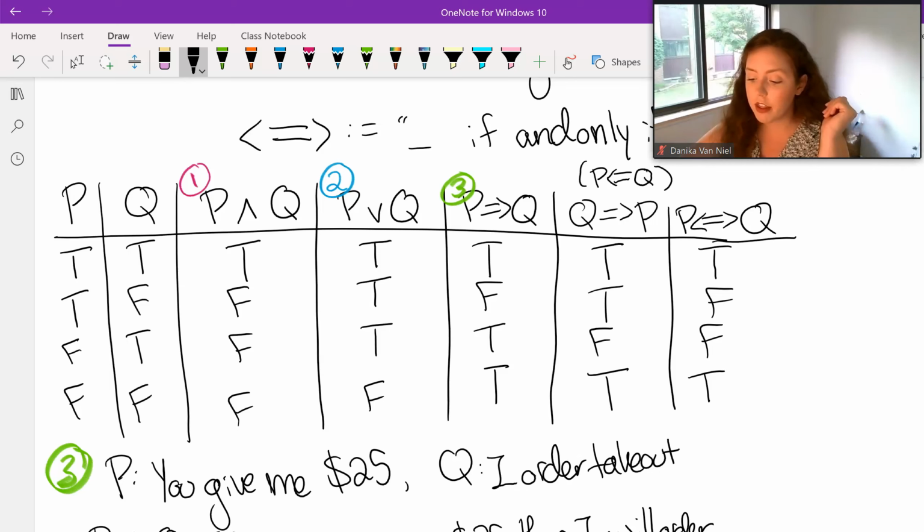Okay, so how you could think about if and only if is, an if and only if statement is only true when their truth values agree on either side of that if and only if symbol. So it's only true when P has the same truth value as Q and when Q has the same truth value as P. Okay? We'll talk about that more later.